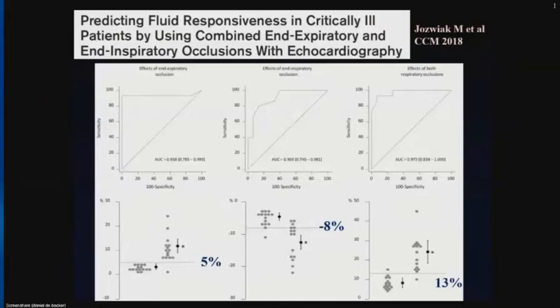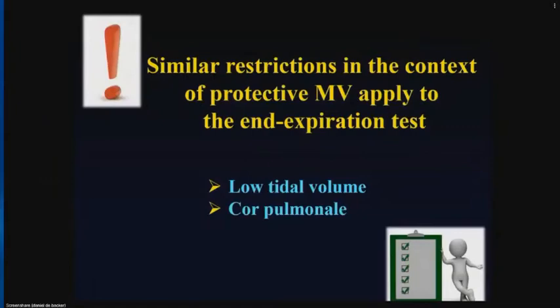But similar restrictions of the context of protective mechanical ventilation apply to this test, because indeed, when the tidal volume is too low, the changes, even during expiration, the occlusion will be relatively minimal. And of course, acute cor pulmonale will also be improved by the end expiration occlusion. So, unfortunately, we still need to do the echo before doing this kind of test, just to ensure that the patient is not on the acute cor pulmonale side.